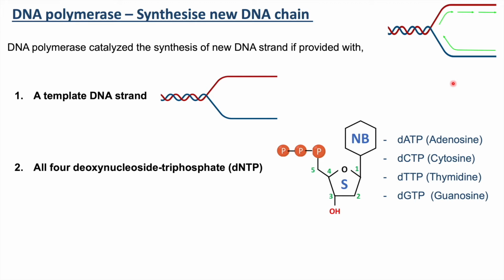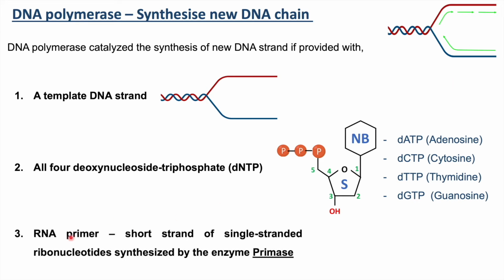Now the last thing DNA polymerase also needs is an RNA primer. Now, this is weird, right? Why do we need an RNA primer to synthesize DNA? RNA primer is just a short strand of single-stranded ribonucleotides which are synthesized by the enzyme primase. Now the question is, why do we need this?